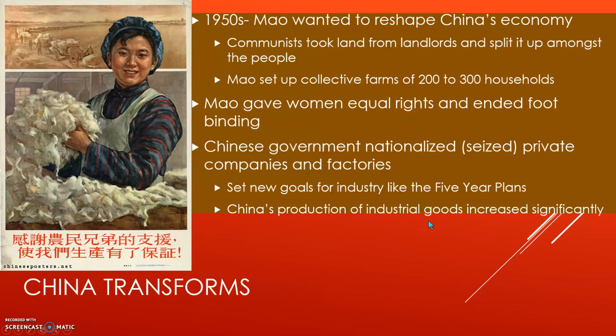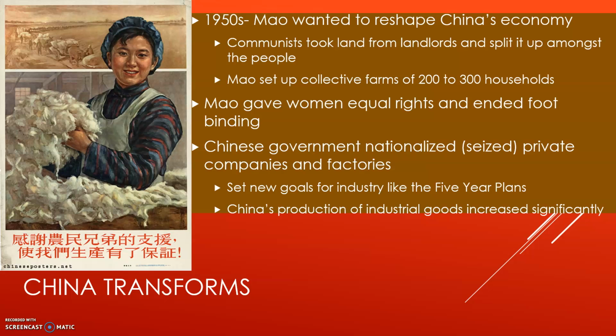Now, as Mao took power, he started looking to transform China into what he thought would make it a more modern state. In the 1950s, he started to set up collective farms. He would take the land from the landlords, following through on his promise of land redistribution, take the land from those who had a lot, and create large state-run farms with 200 or 300 families all working the same large farm together. Mao Zedong also helped end the process of foot binding and gave women equal rights. He used the phrase, "women hold up half the sky."